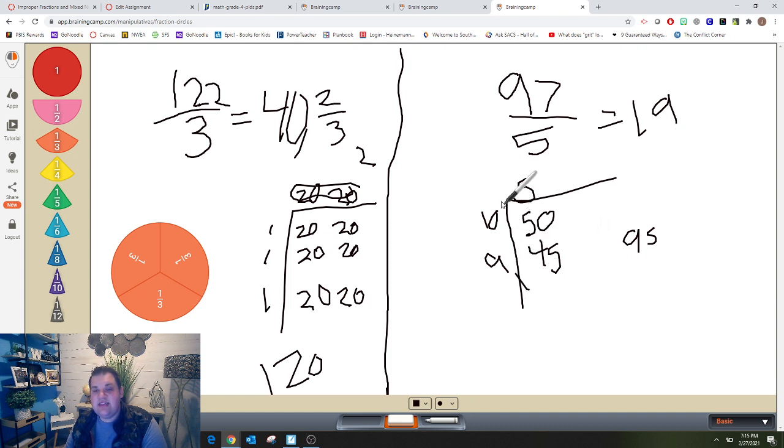And I've got 19 wholes now, but I've got 2 extra pieces for that remainder too, but those pieces are fifth pieces. So there's 2 pieces, and it's broken into fifths because that's what the denominator is. So 97 fifths is equal to 19 and 2 fifths. Awesome job with this. It is okay if you still need to use tools or you need to use pictures, but I wanted to show you this as a more efficient way to find that improper fraction or mixed number.